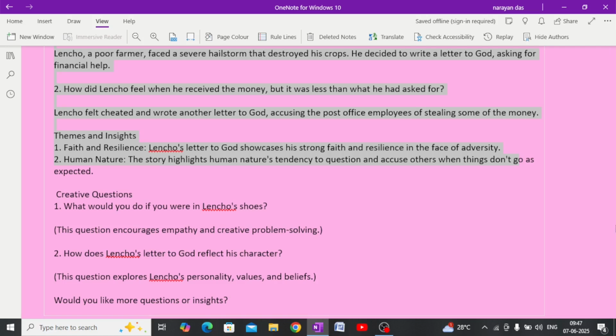Themes and insights from the topic. Faith and resilience. Lencho's letter to God shows his strong faith and resilience in the face of adversity. Human nature. The story highlights human nature and tendency to question and accuse others when things don't go as expected. And now a few creative questions. What would you do if you were in Lencho's shoes? That is, if you were in Lencho's place.